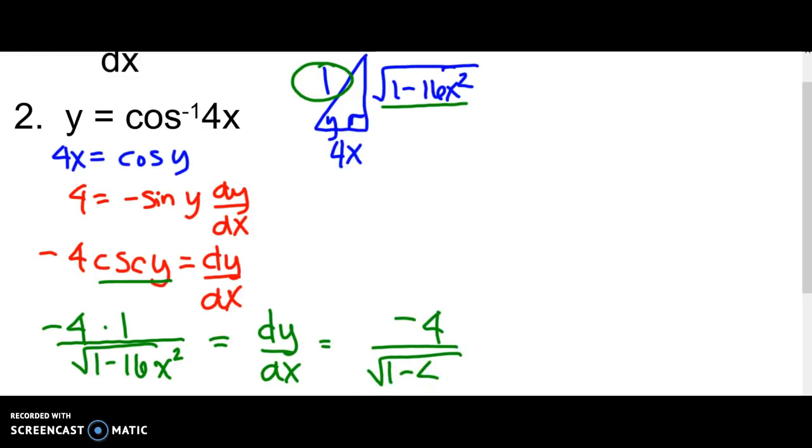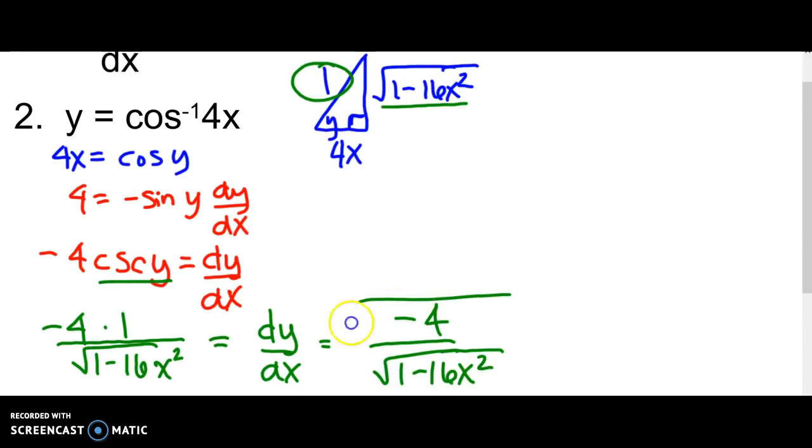Do not try to turn this into 1 minus 4x squared. Here is my answer.